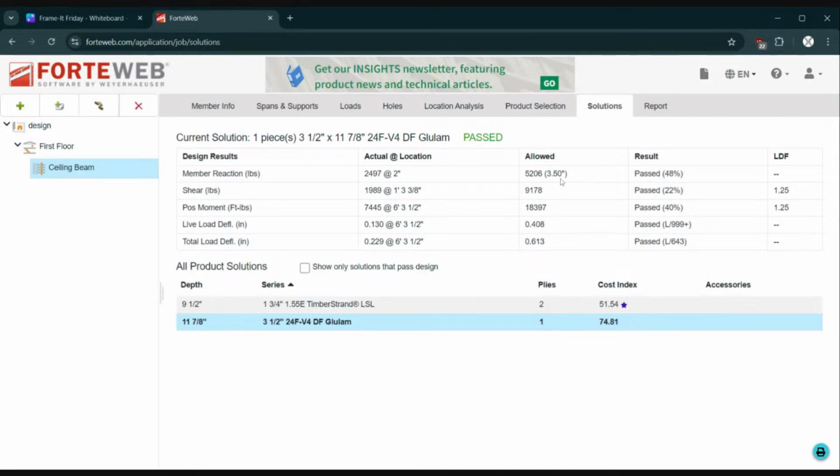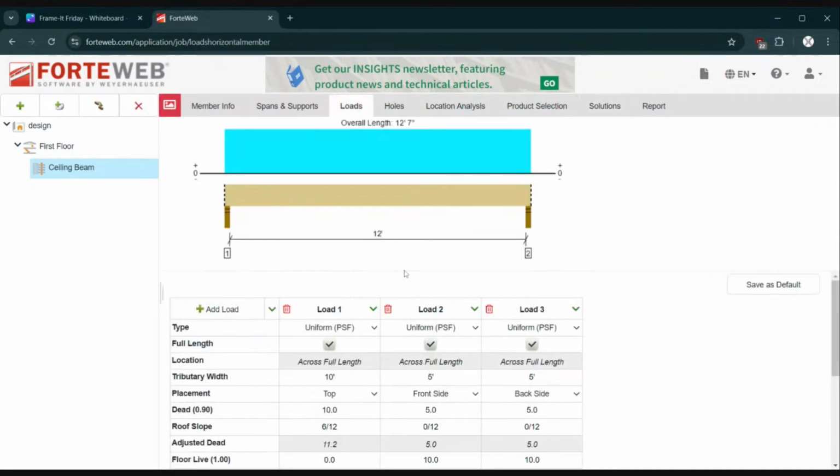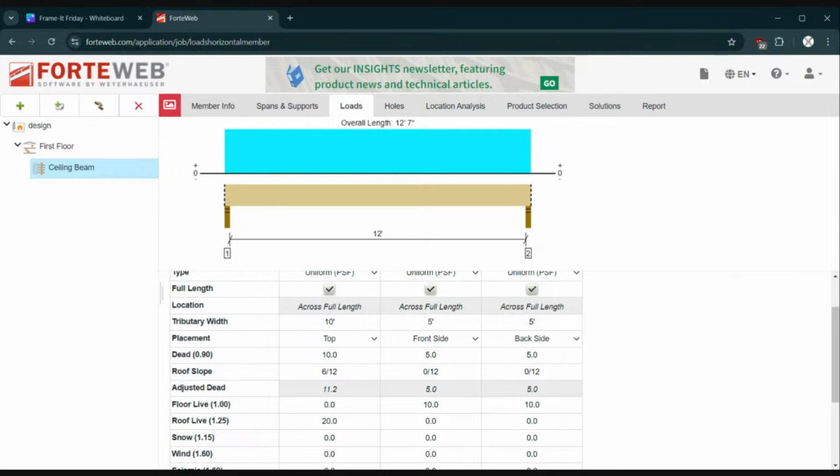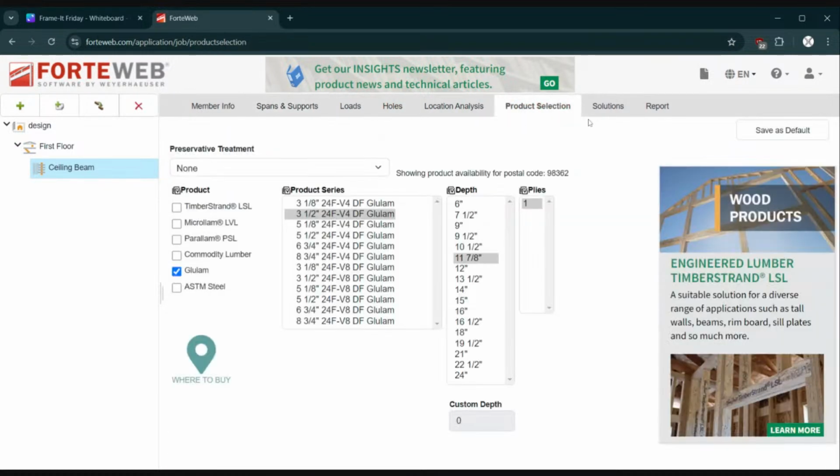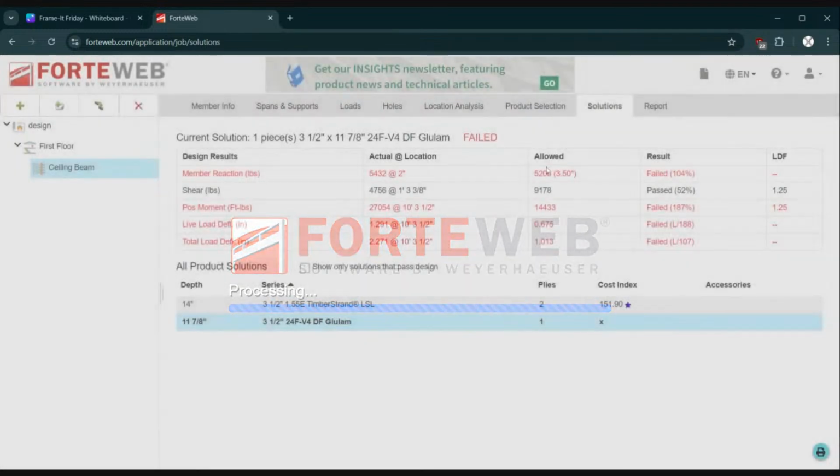We're fine. Now check this out. If you design big houses and big beams, most of the time, guess what happens? If we take this tributary width up to like 15 feet, and let's say jump the span, like now we're crossing a garage, 20 feet span, right? Does our beam work anymore? Definitely not. Look at this.